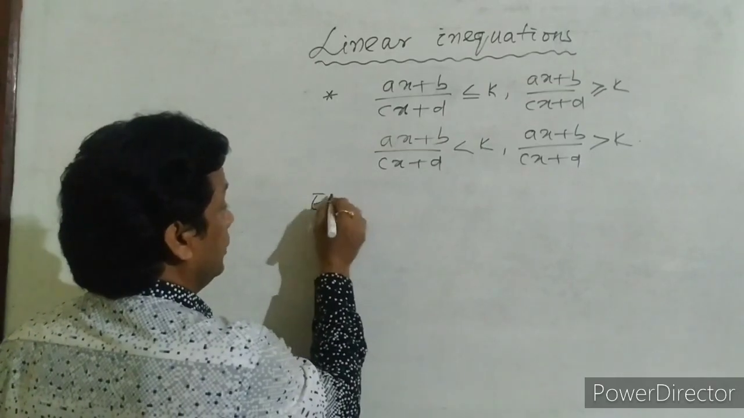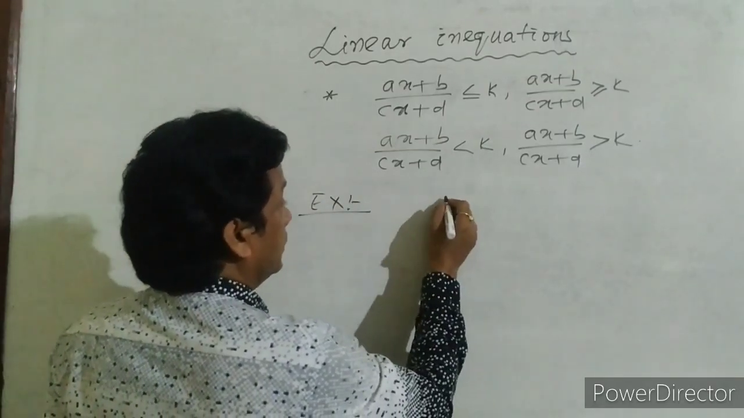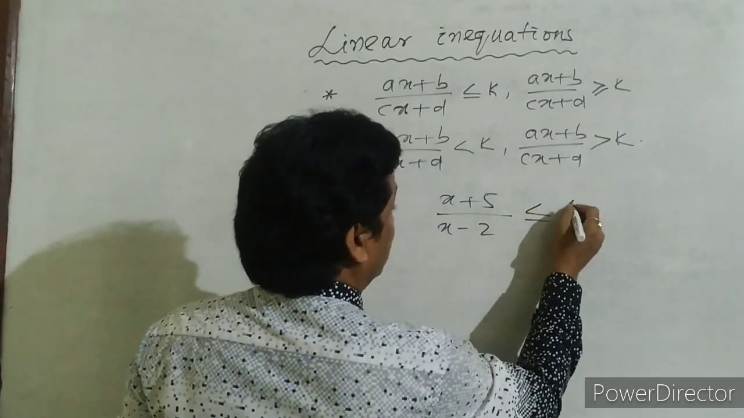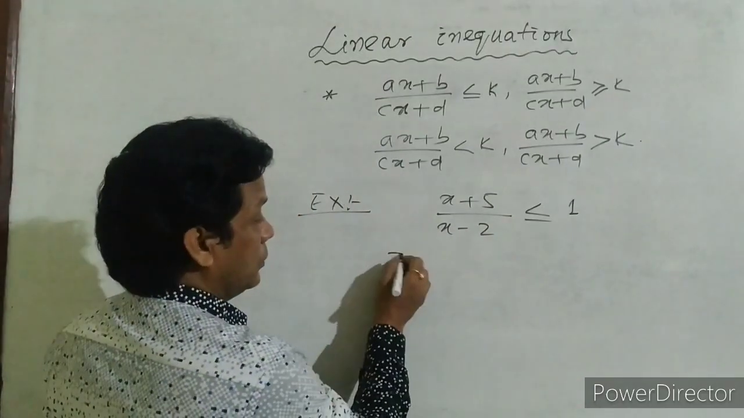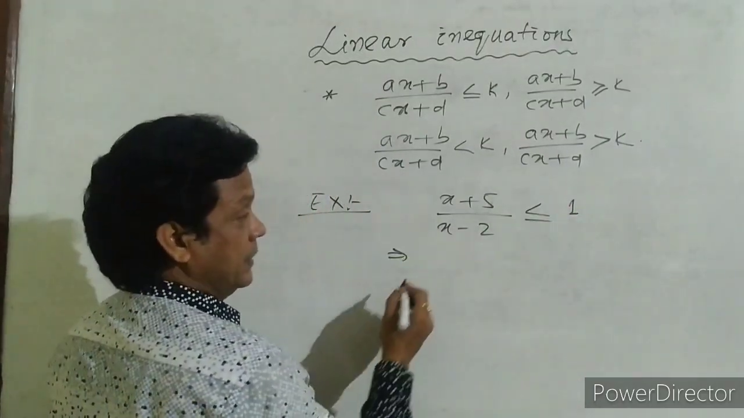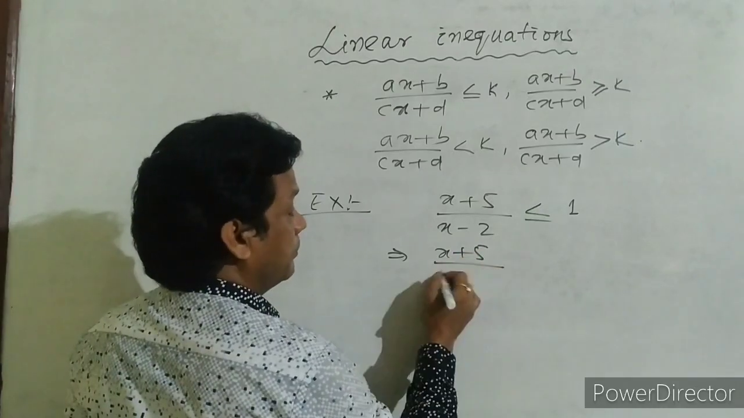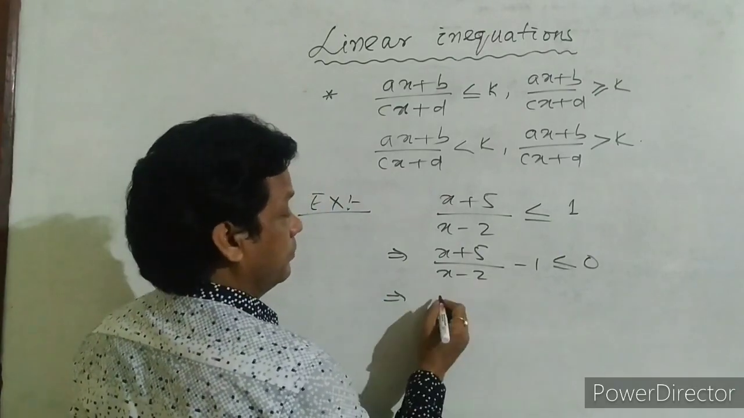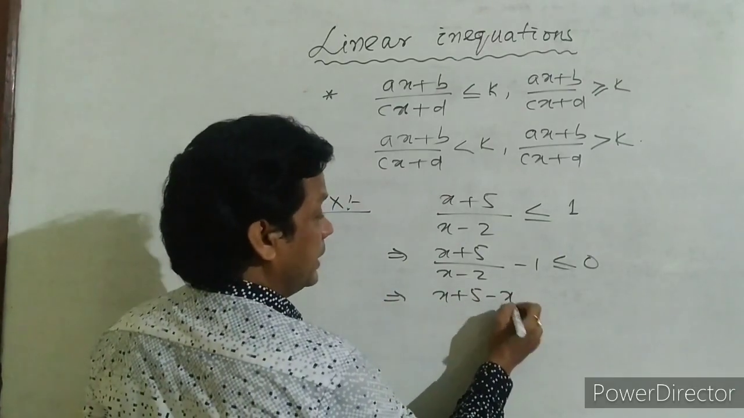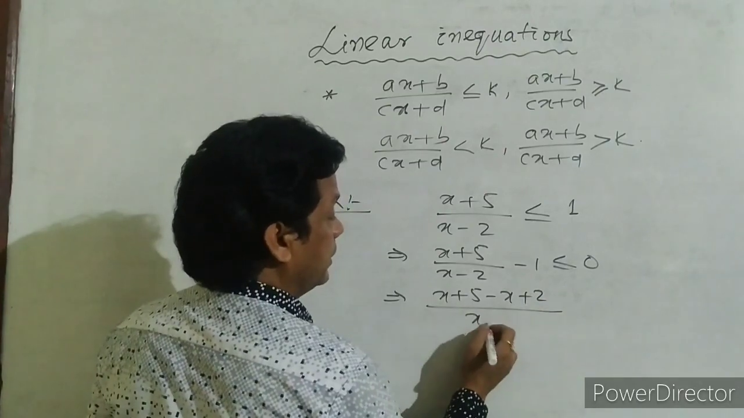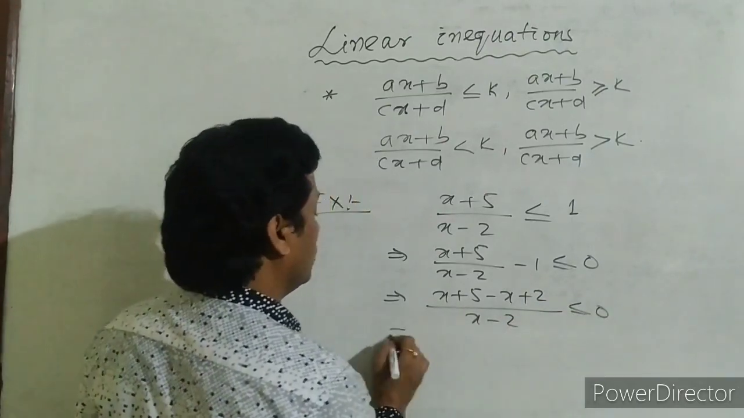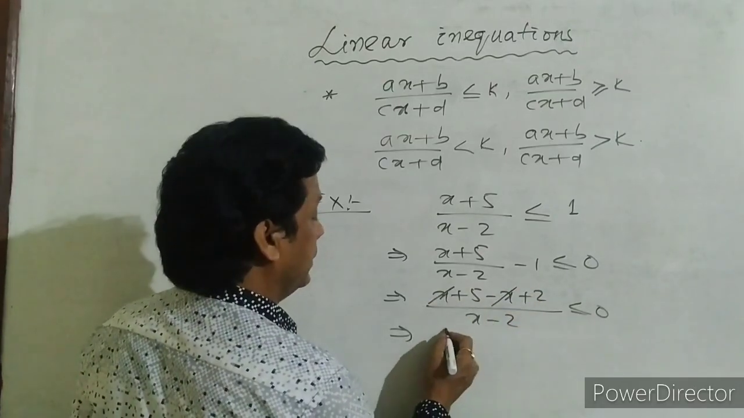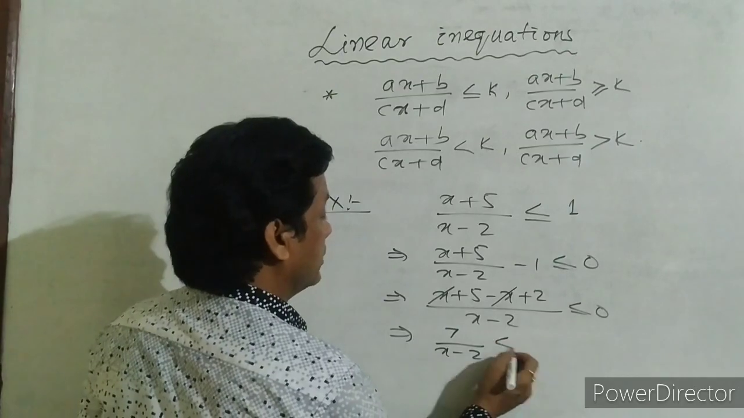See here, an example I am going to tell you. x plus 5 by x minus 2 is less than or equal to 1. So the procedure is take 1 to the left hand side. x plus 5 by x minus 2 minus 1 is less than or equal to 0. Now take the LCM. x plus 5 minus (x minus 2) divided by x minus 2 is less than or equal to 0. Same procedure. Here x minus x cancel out, 5 plus 2 is 7. So 7 by x minus 2 is less than or equal to 0.